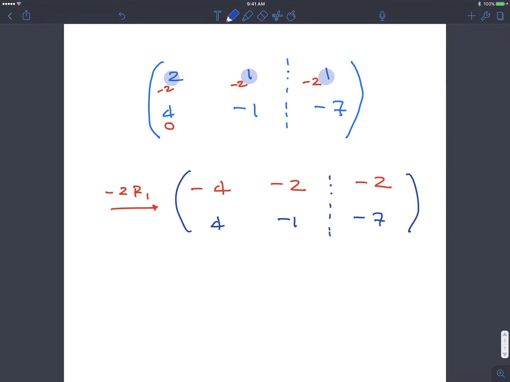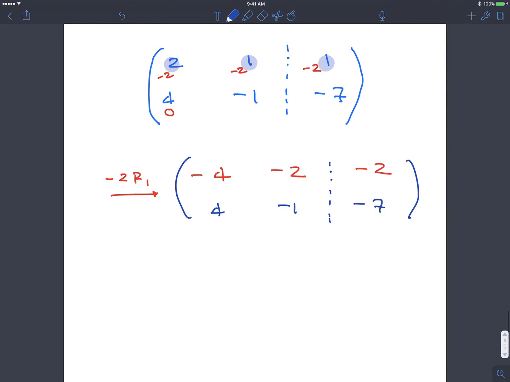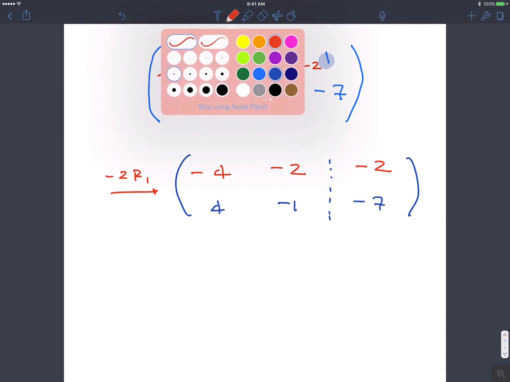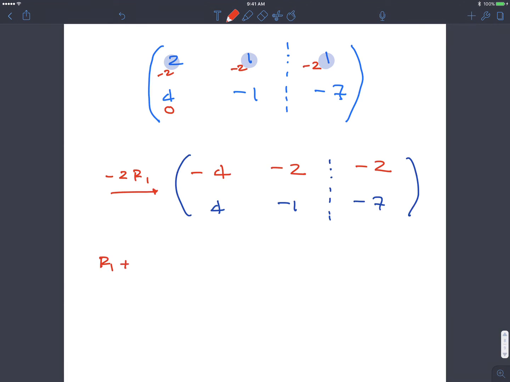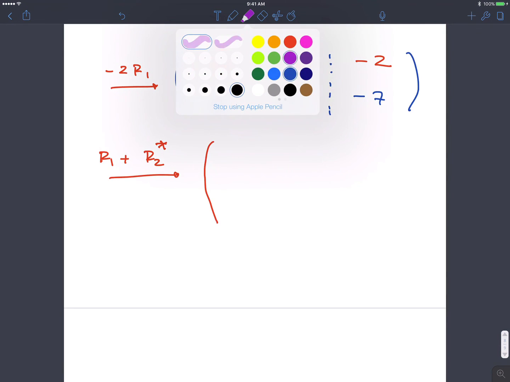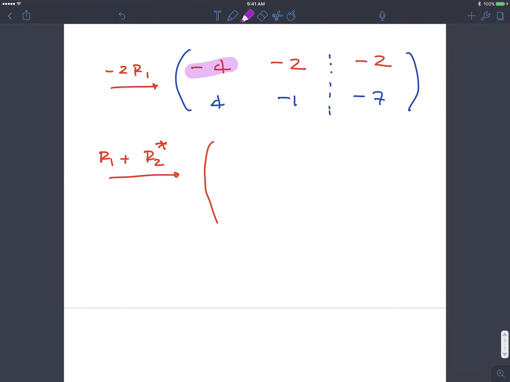I get an equivalent augmented matrix. Now, if we notice that when I add row 1 with row 2, remember, the second row will change. We're going to take again row 1 plus row 2. And notice this time I do get the 0. So when I keep adding, remember the second row changes.